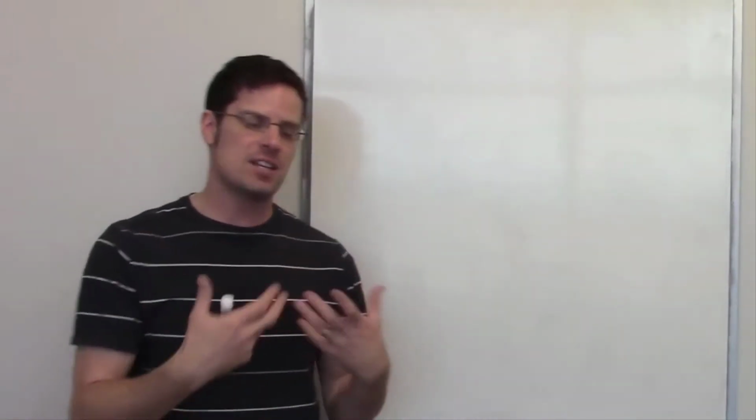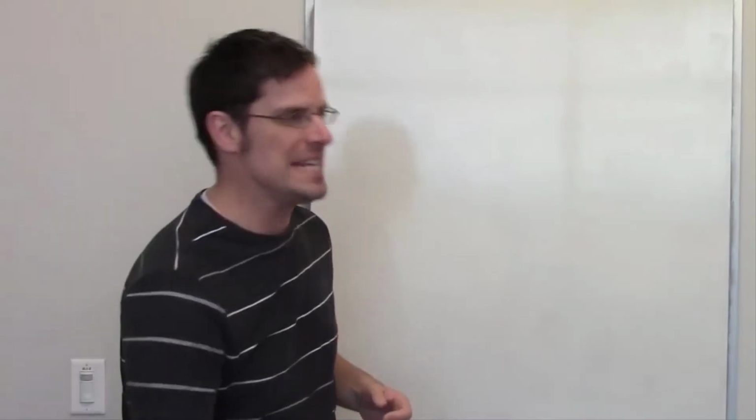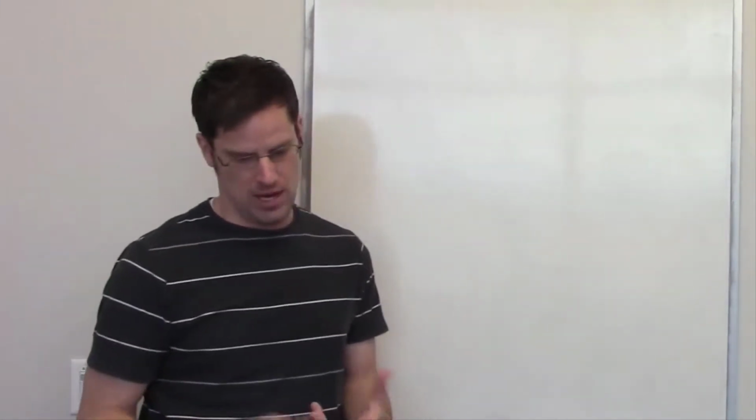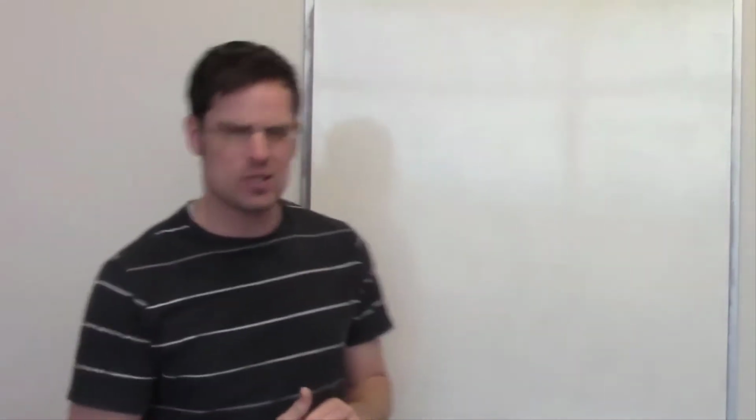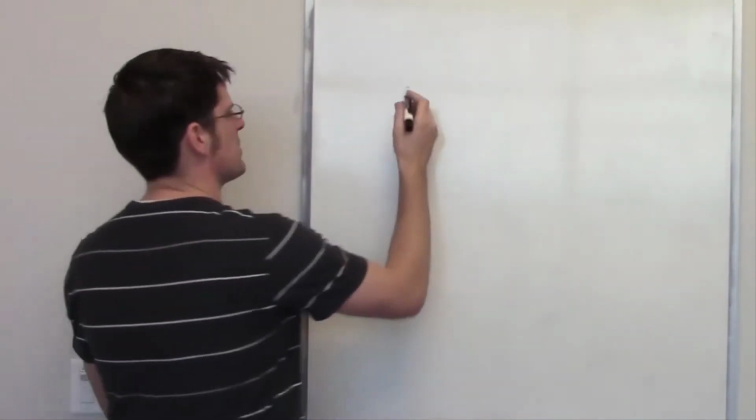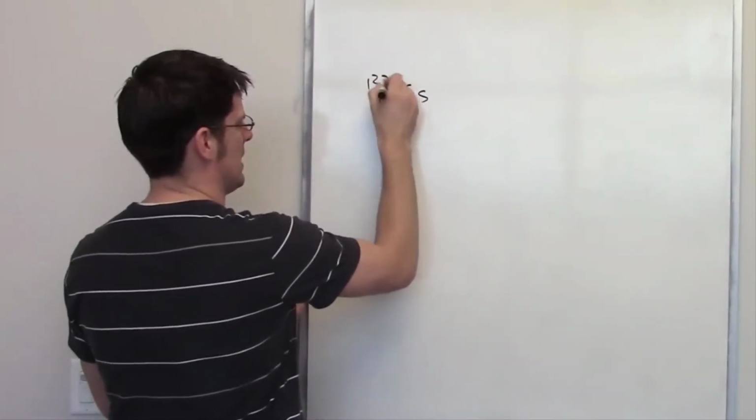This problem asks us the amount of time that has to elapse before a certain amount of cesium decays down to a much smaller amount. Let's go ahead and write down the numbers. We're talking about cesium-37, so we'll write that down right here, this isotope.